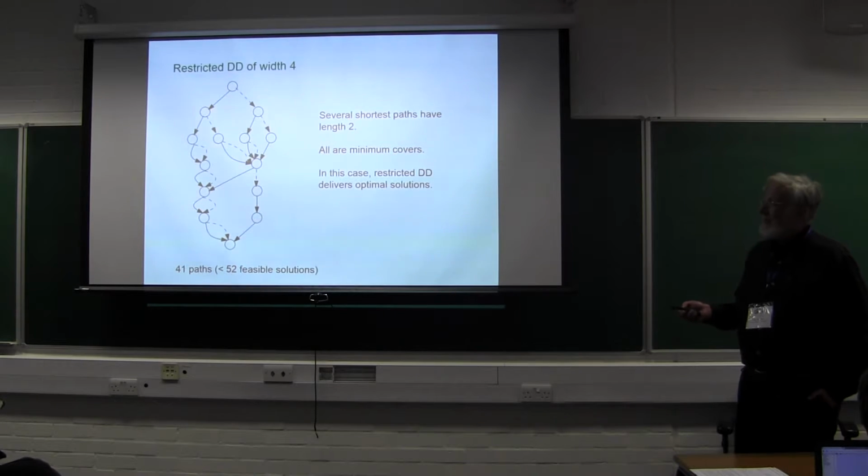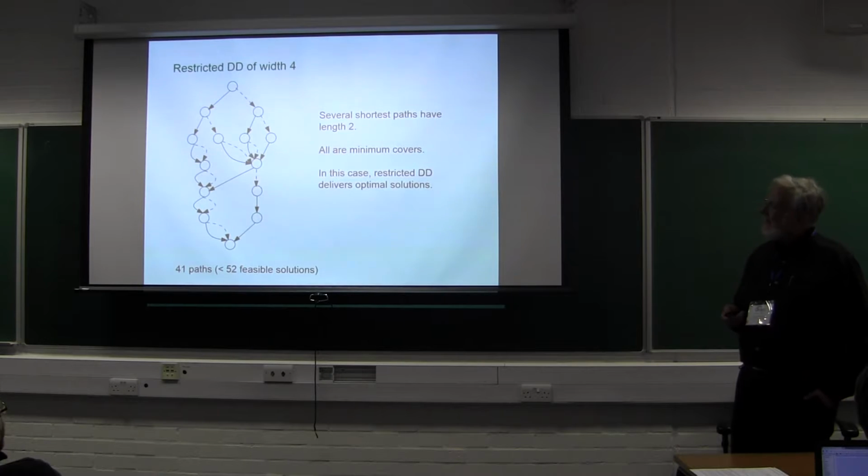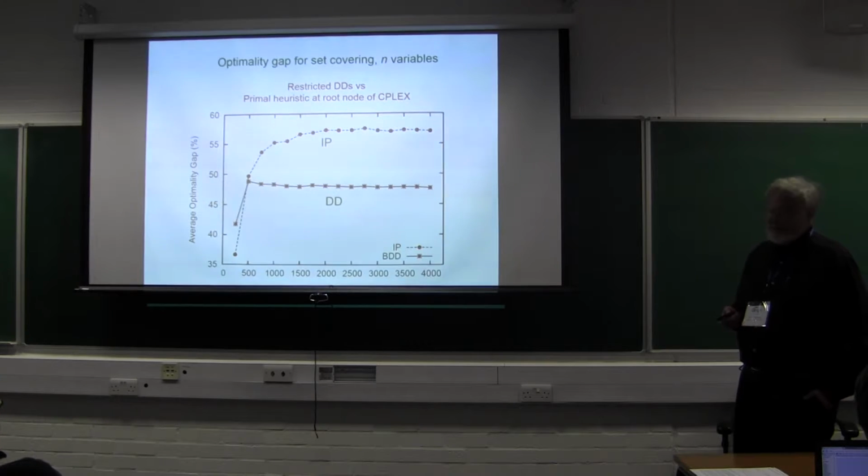There's a very simple heuristic for restricting a diagram. You simply throw out nodes that don't look promising, according to some fairly obvious criteria. Basically, the length of the path going through it. And you build it in that fashion.